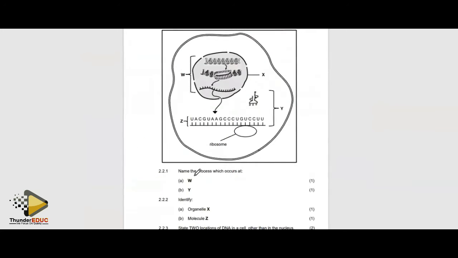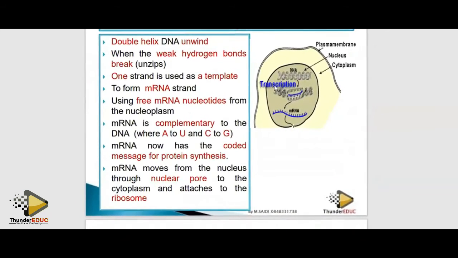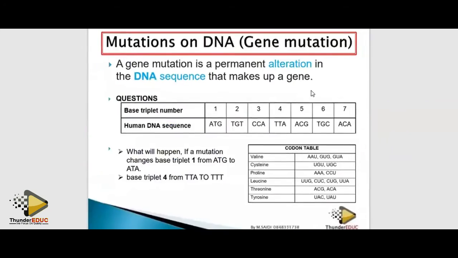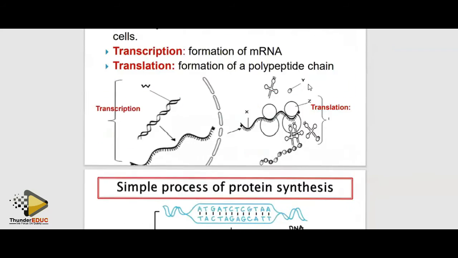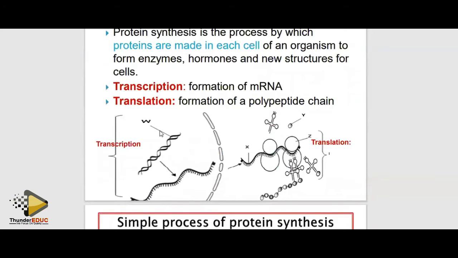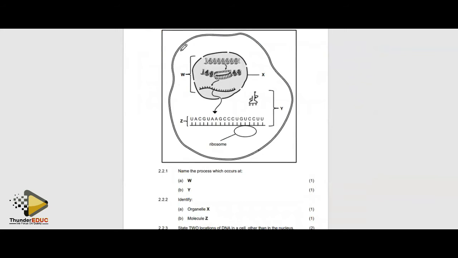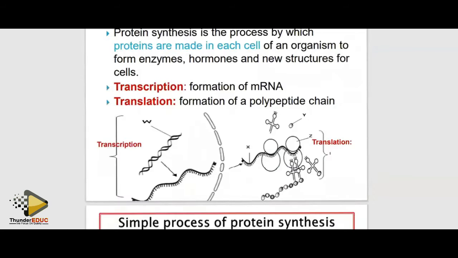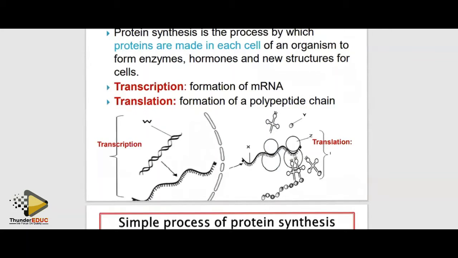They're saying name the process that occurs at W. This is what they're looking for. So if you come here, they're looking for this. And then we also have the equation. This is the question. They're looking for what is happening inside this process. If you look at this, what is happening inside the nucleus, that's what they are looking for, because this is the nucleus, which is transcription.